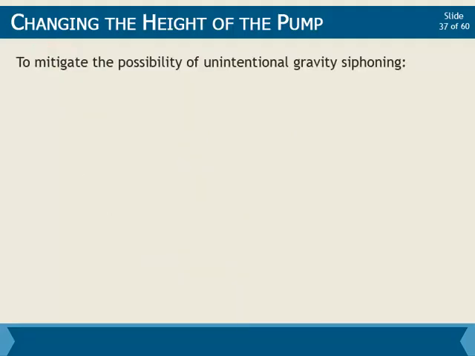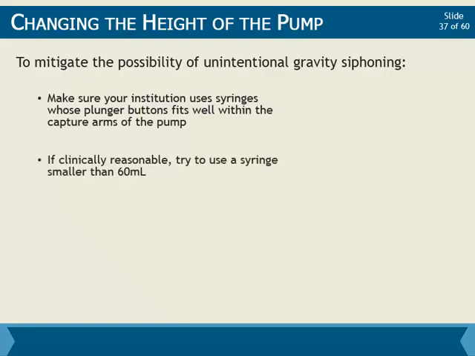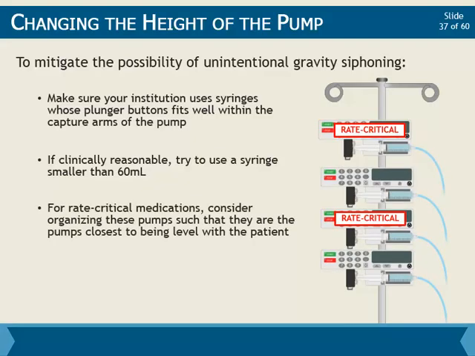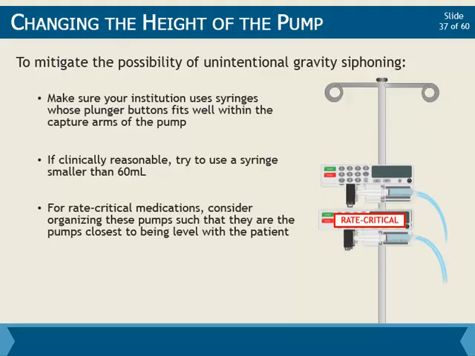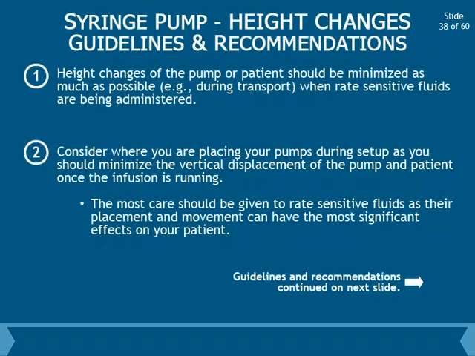To mitigate the possibility of unintentional gravity siphoning, regardless of whether the pump is running or not, you should make sure your institution uses syringes whose plunger buttons fit well within the capture arms of the pump with a minimal gap. Furthermore, if clinically reasonable, try to use a syringe smaller than 60 milliliters. Also, for rate-critical medications, consider organizing these pumps such that they are the pumps closest to being level with the patient to protect from gravity siphoning when the pump is not running. In summary, with regards to changes in the relative height of the pump, keep the following guidelines and recommendations in mind.